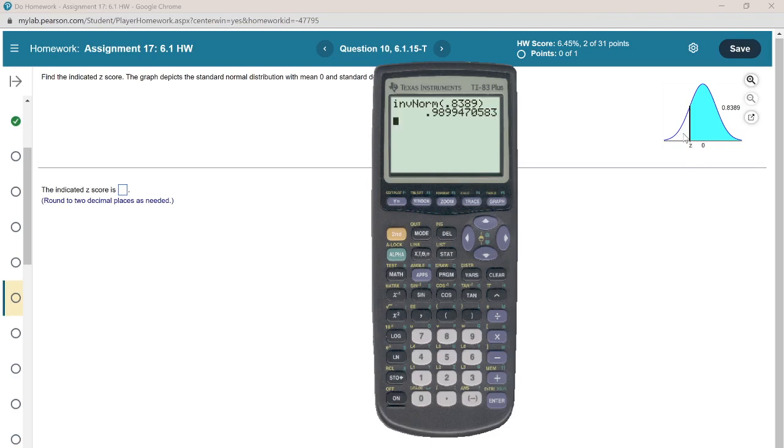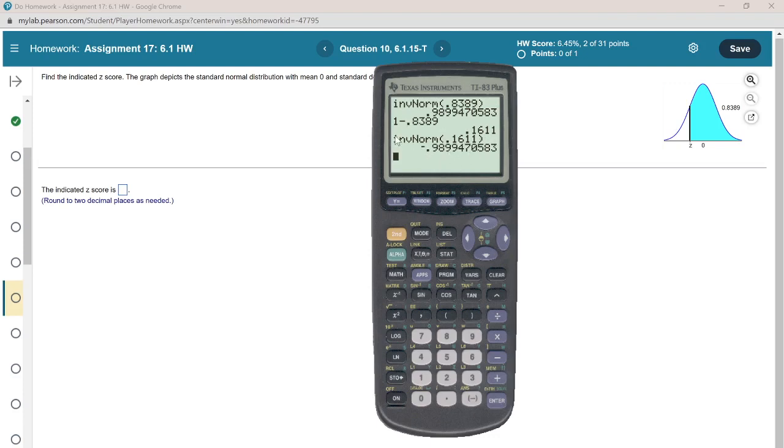Now, here is one thing we need to do. If we know the area to the right of the z-score, we can subtract that area from the total area, which is 1. So the area to the left would be 1 minus the given area, 0.8389. If I subtract that area from 1, this is the area to the left of this z-score. Now I can do the same thing, go to second distribution, number 3, and use this area, 0.1611, which is the area to the left of that z-score. Now we are going to get the actual value of the z-score.